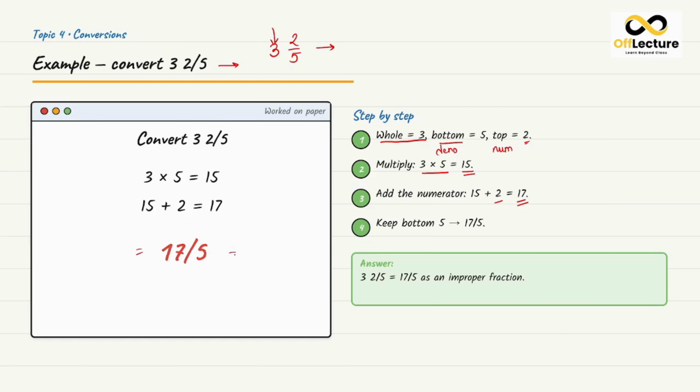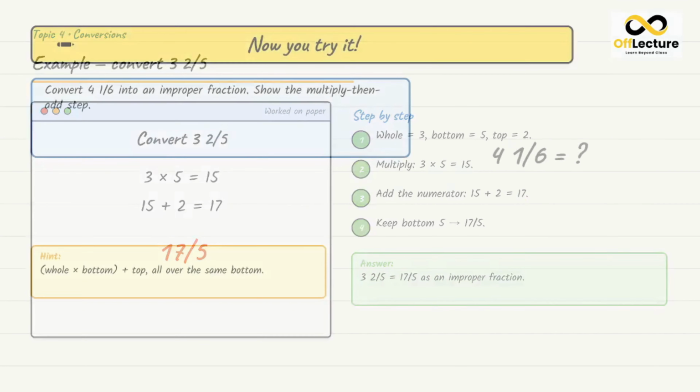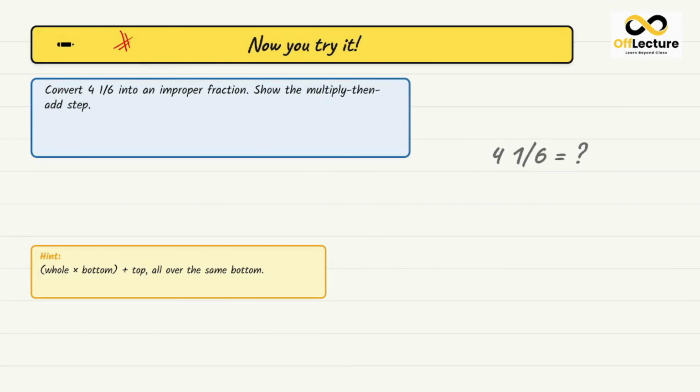So 17 by 5 is equal to 3 2 by 5. These two values are equal to each other: 17 by 5 is the improper representation of the fraction, and 3 2 by 5 is the mixed fraction. This is how we convert a mixed number into an improper fraction. Now you have to try it. Convert 4 1 by 6 into an improper fraction. Show the multiply-then-add step, step by step.